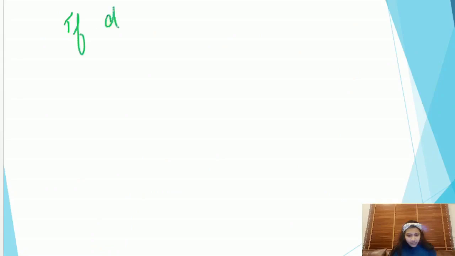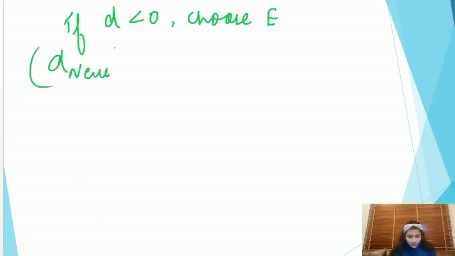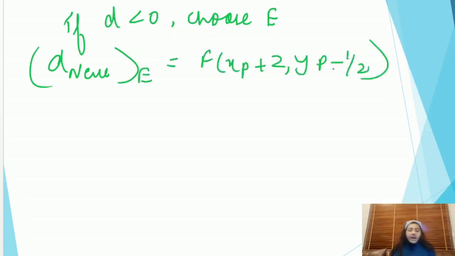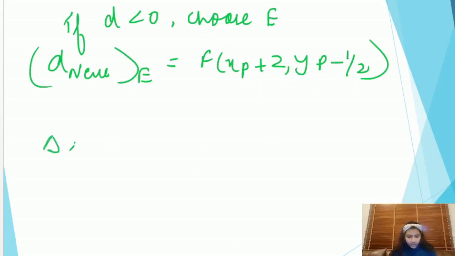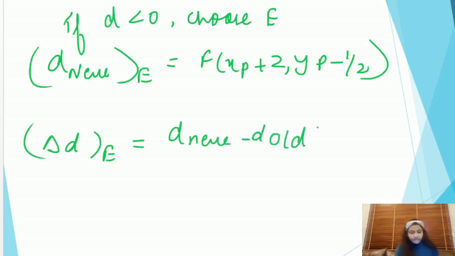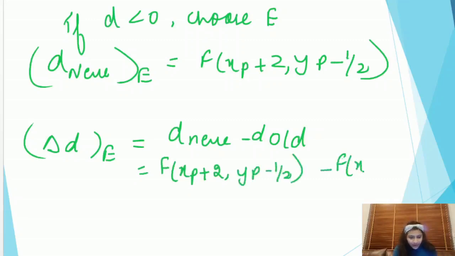So now if D is less than 0, we are choosing east, and in that case d new comes out to be f of xp plus 2, yp minus half. And we already know the value of d old. The value of d old is xp plus 1, yp minus half. So now the change in d when we are choosing east as our pixel is d new minus d old. So this is f of xp plus 2, yp minus half, and d old is f of xp plus 1, yp minus half.